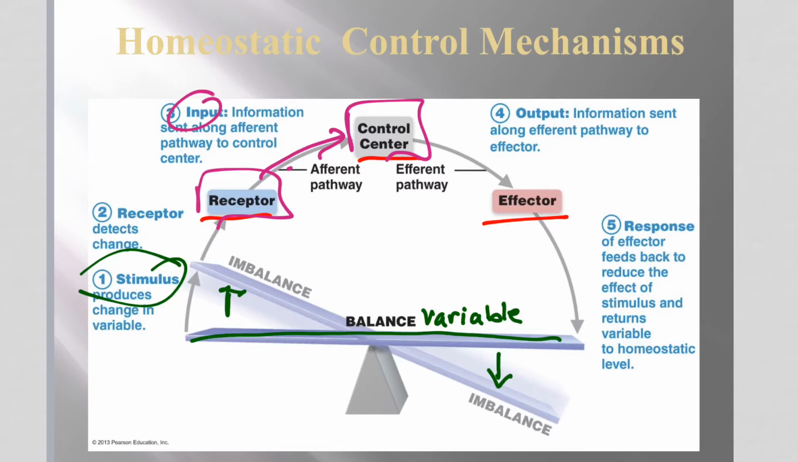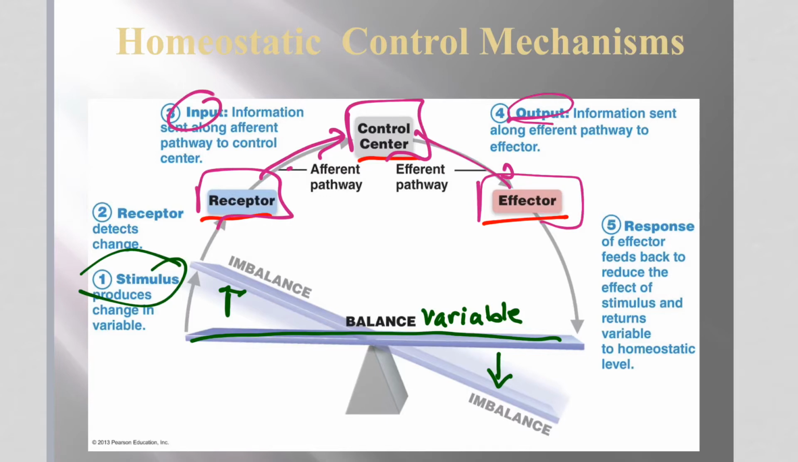So then the control center sends output to the effector. The effector is some body part, just like the receptor is a body part and the control center is a body part. The effector is going to carry out the instructions, or the output, that the control center just sent to it, and it's going to do something to bring the body back into homeostasis.